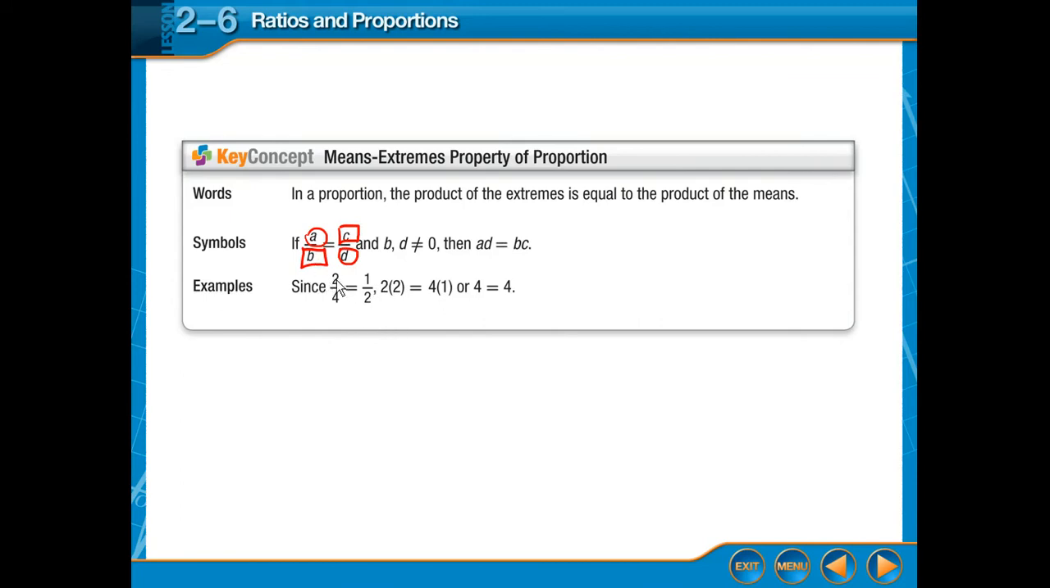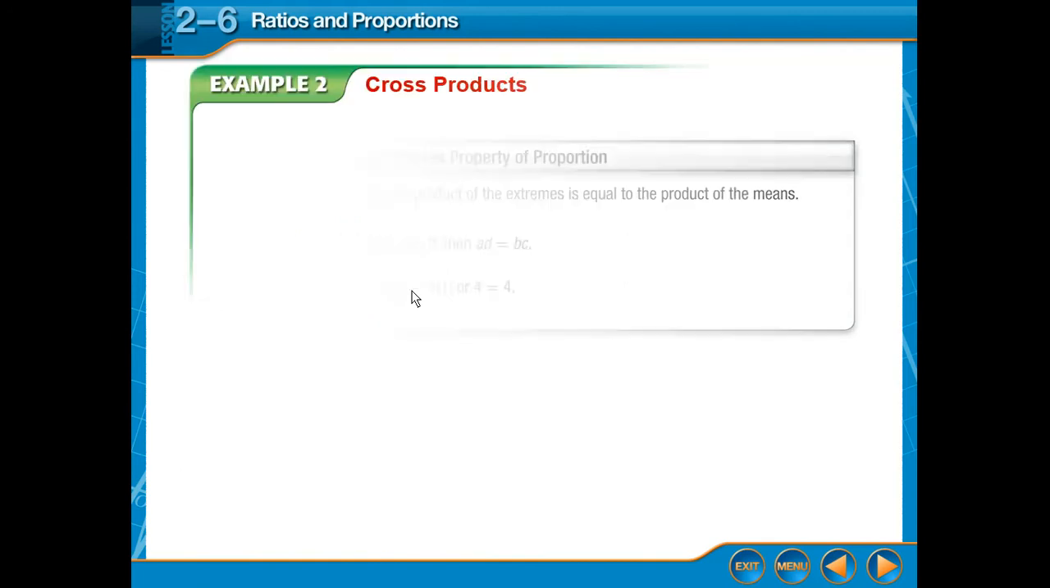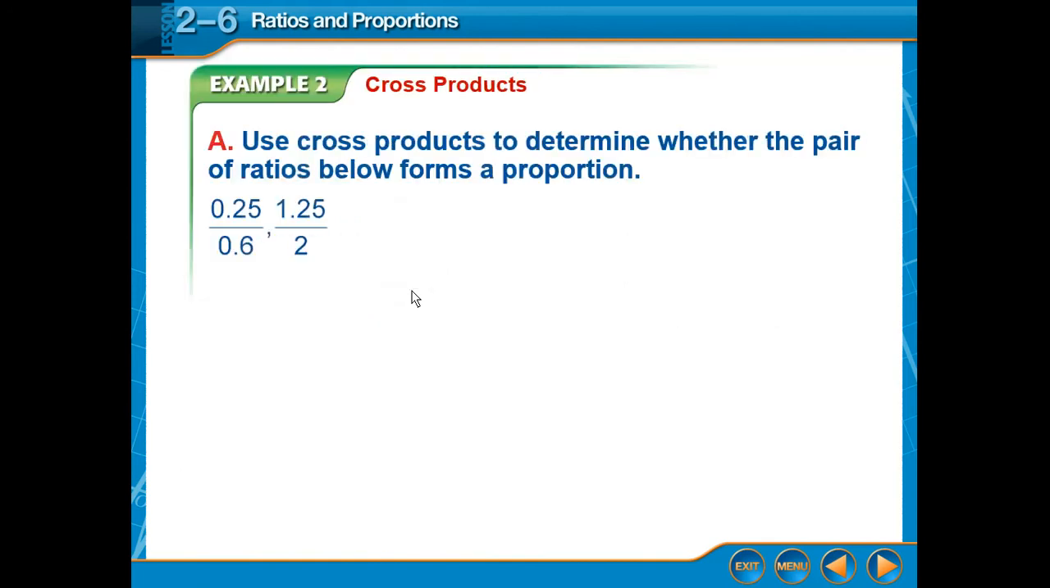We know that 2 over 4 is 1/2, but if we do the extremes, 2 times 2, I get 4. And if I do my means, 4 times 1, I also get 4. So those are equivalent ratios. Using the cross products, that's what it's called when you multiply your means together and your extremes together.